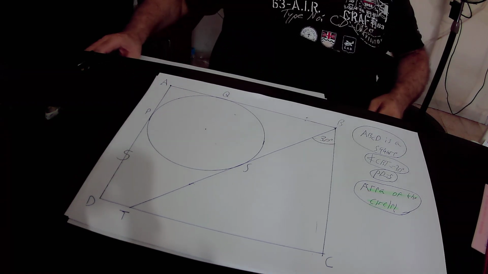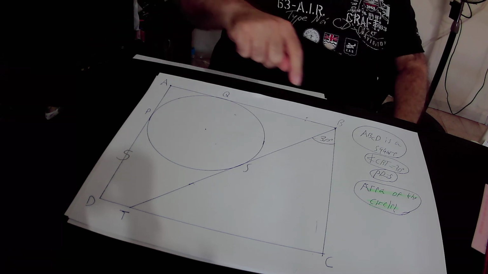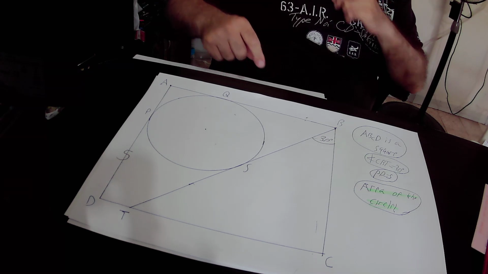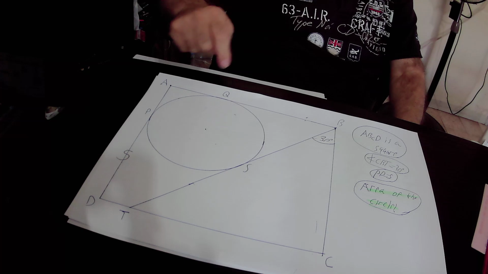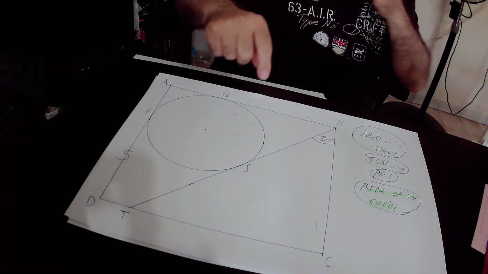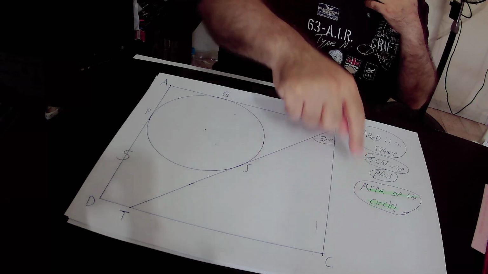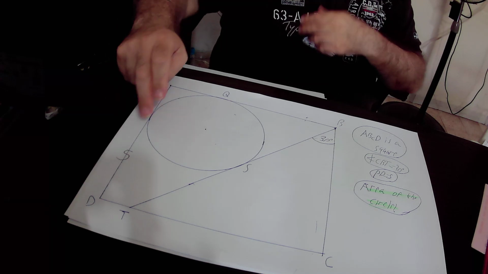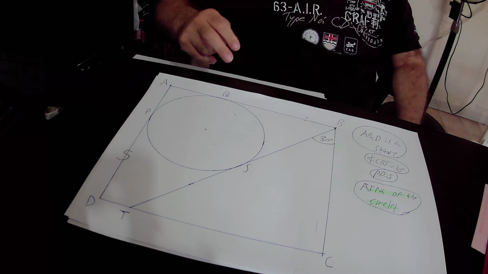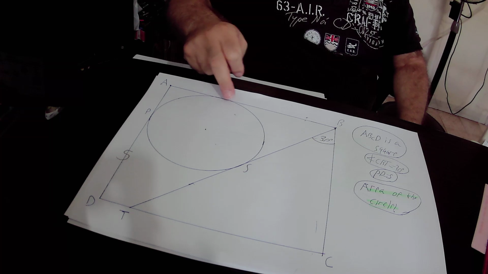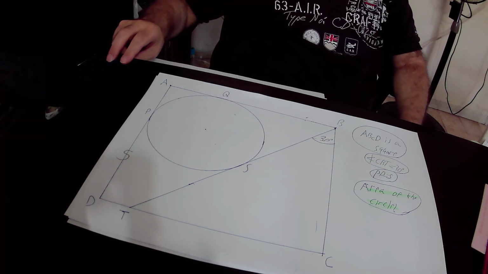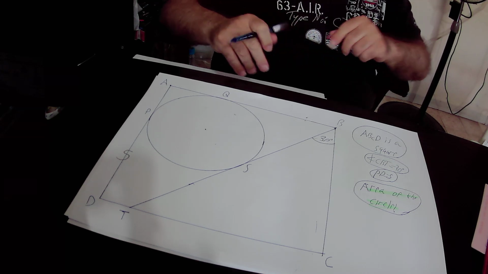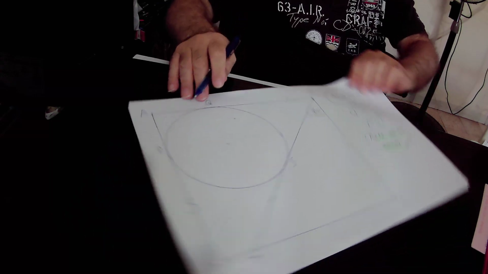In the drawing, we have square ABCD. Inside this square, we have a circle, and we also know that angle CBT equals 30 degrees, and line segment PD equals 5 units. And our mission is to find out the area of this circle. Okay, so first of all, we'll define the center of this circle as O.